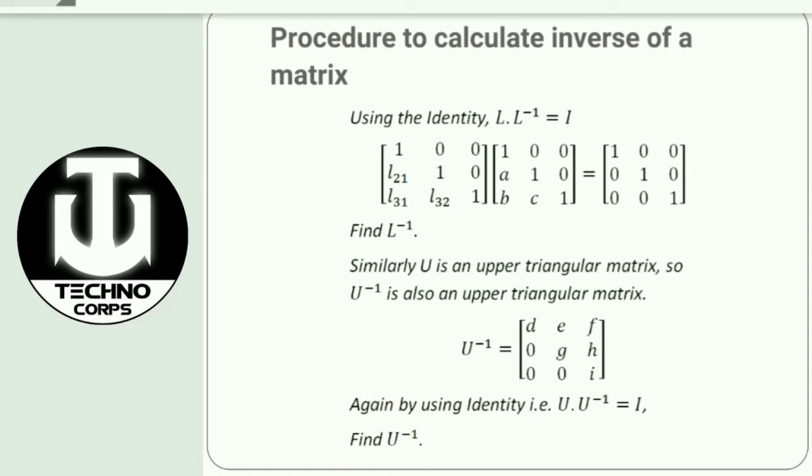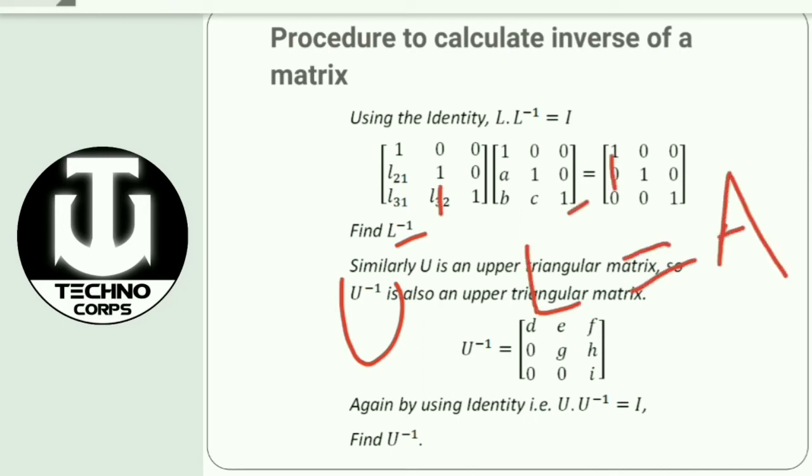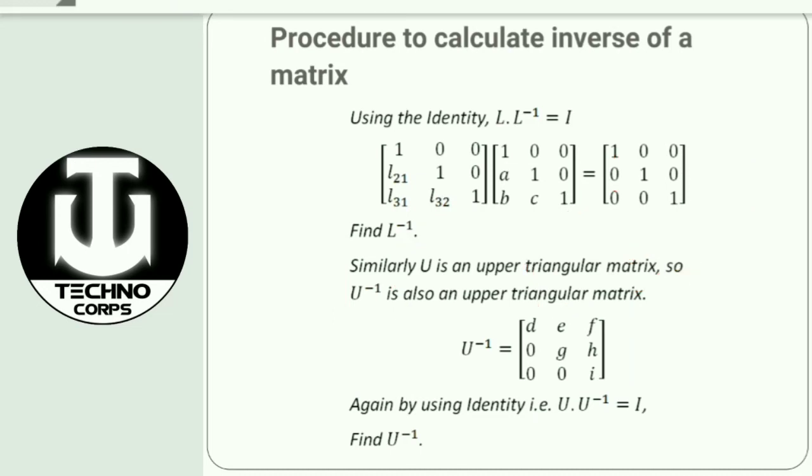So this is the procedure to calculate the inverse of a matrix. Once you find the value of L inverse and U inverse, then you can take the product of U inverse into L inverse. That will be what? The value of A inverse. Right. So this is the procedure.